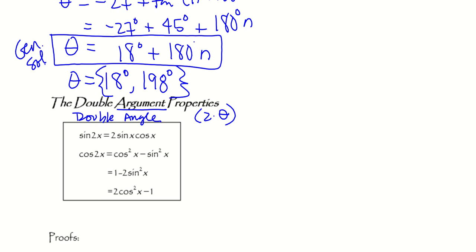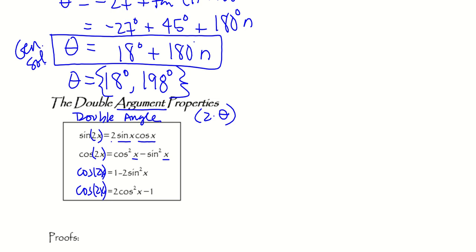We have the sine of 2 times x, we're doubling x, is the same thing as 2 times the sine of just x times the cosine of just x. For the cosine of 2 times some other angle, that's equivalent to the cosine squared of just the angle, not doubled, minus the sine squared. And we have 2 others. The cosine of 2x can also be expressed as 1 minus 2 sine squared x, and the cosine of 2x can be rewritten as 2 times cosine squared x minus 1.